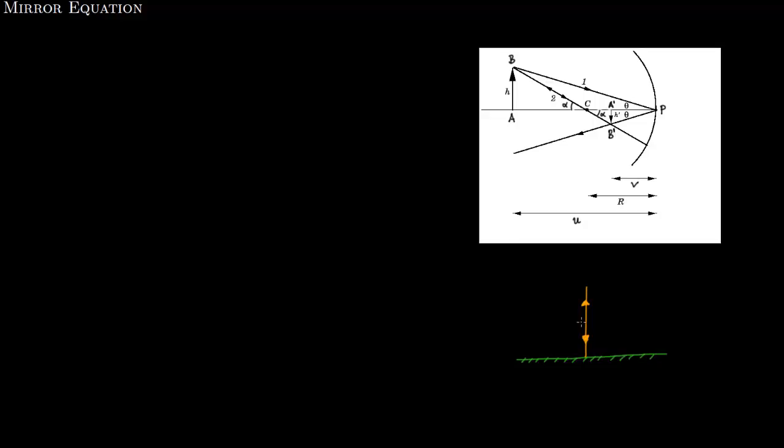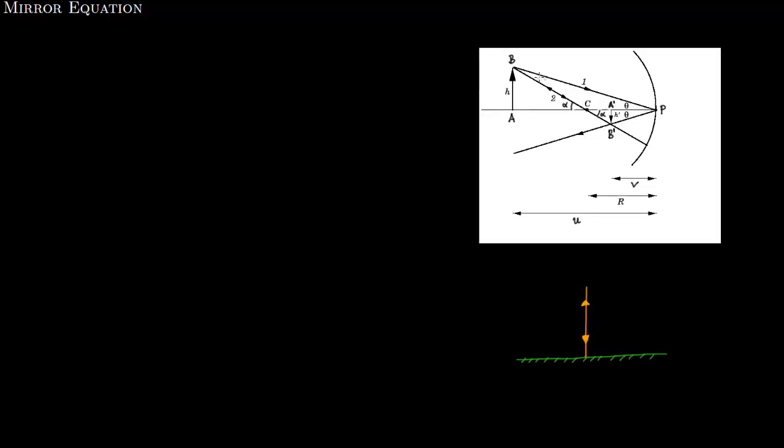and if the light falls onto the normal of the mirror, so normal is perpendicular, and the light falls on the mirror like this at a normal, then it will get reflected back along the normal only. So if light falls on like this arrow, then it will come back along the normal only.